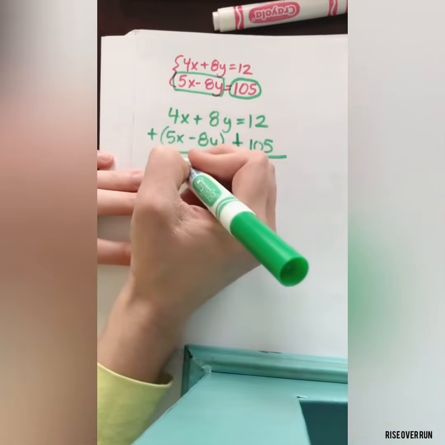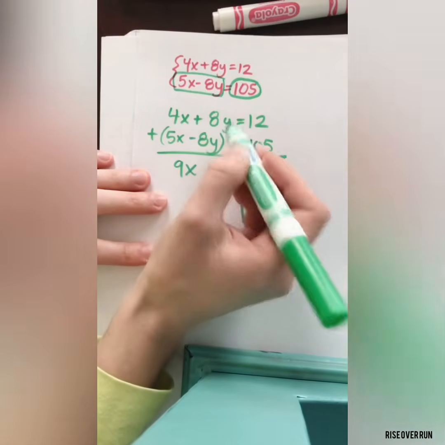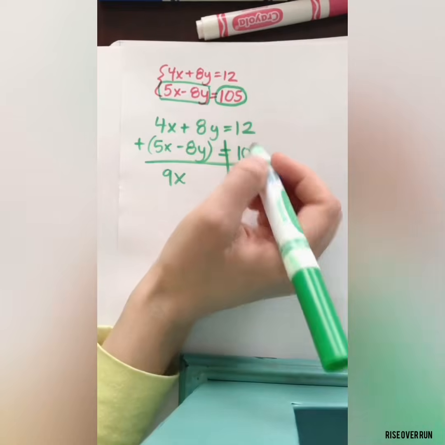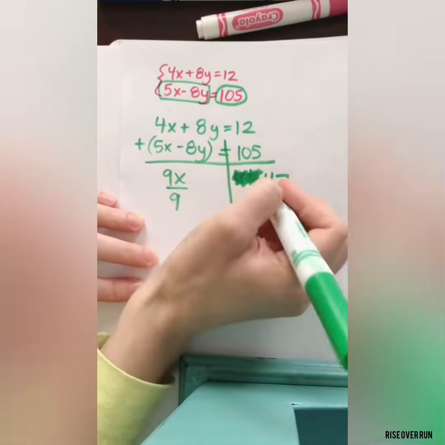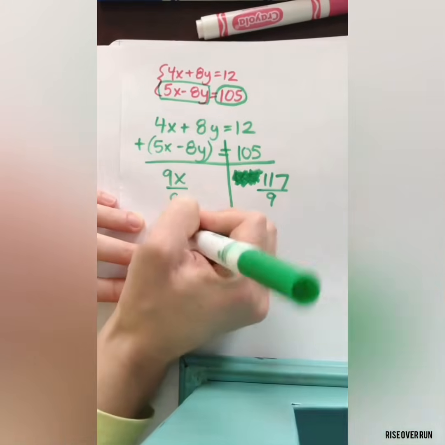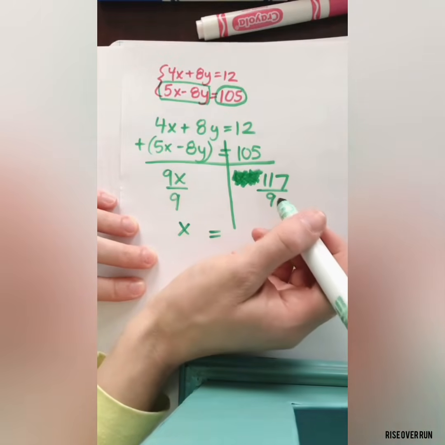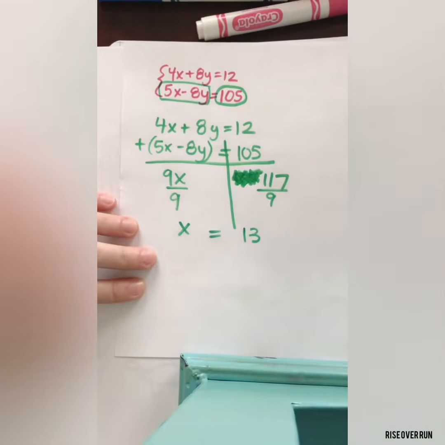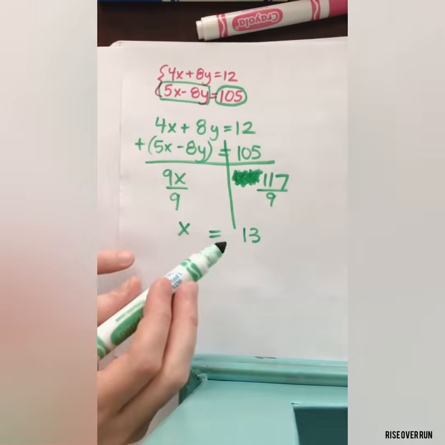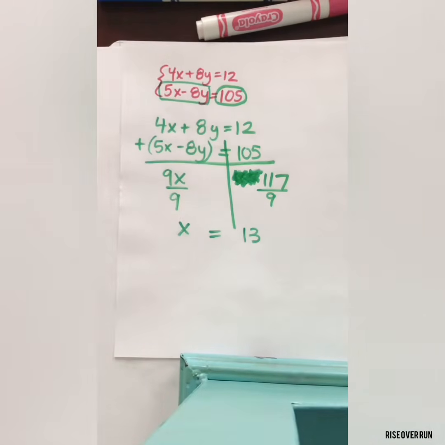4x plus 5x is 9x. 8y and a negative 8y, those cancel. And 12 plus 105 is 117. And then I can solve this. 9 goes into 117 13 times. Now to find my y value, I'll plug 13 back into either one of these equations.